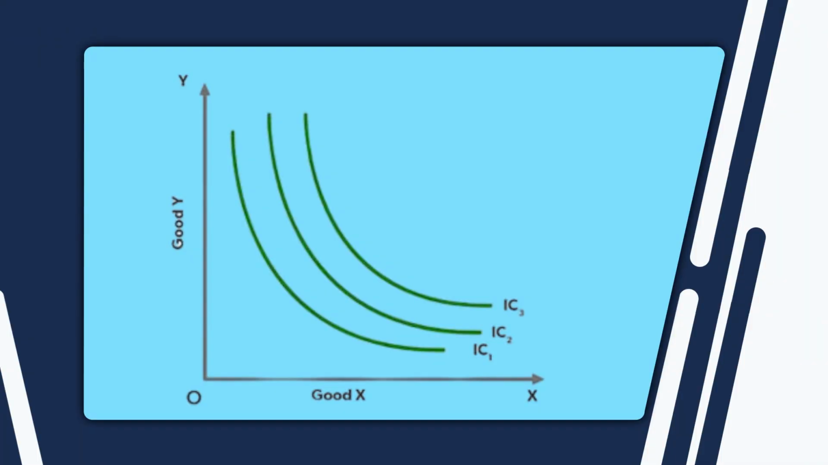So if we look at the graph of the indifference map, here you can see you have three different indifference curves, and the higher the indifference curve is, it means higher satisfaction, because it just means that you are able to consume more of either one or both the goods.